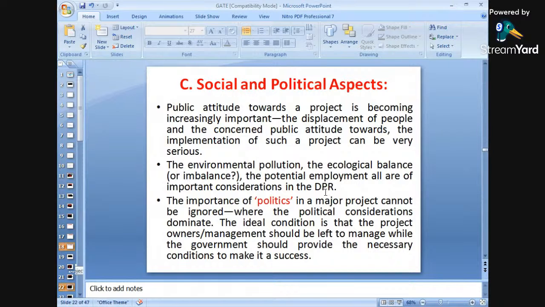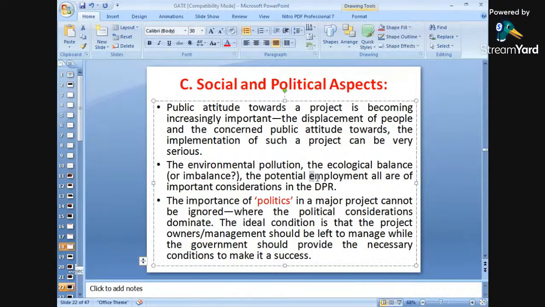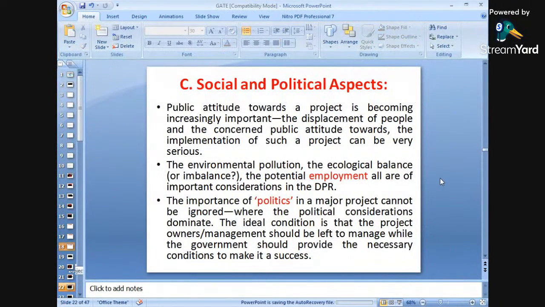That means what will be the impact on the environment, related with water or air pollution. So whether the construction of a particular type of project will harm the environment or not, the economic balance should also be considered, environmental pollution related criteria will also be considered, and most important is employment. Okay? Whether with the help of this project the employment rate will be increased or not. So potential employment is an important consideration in the DPR.